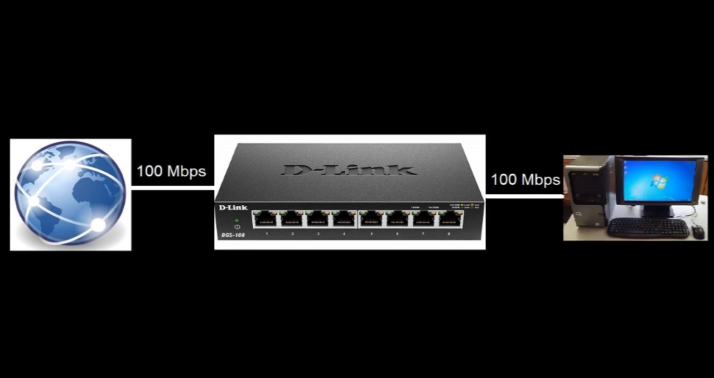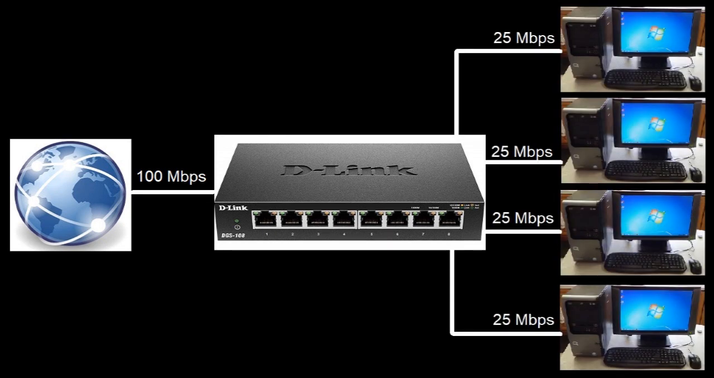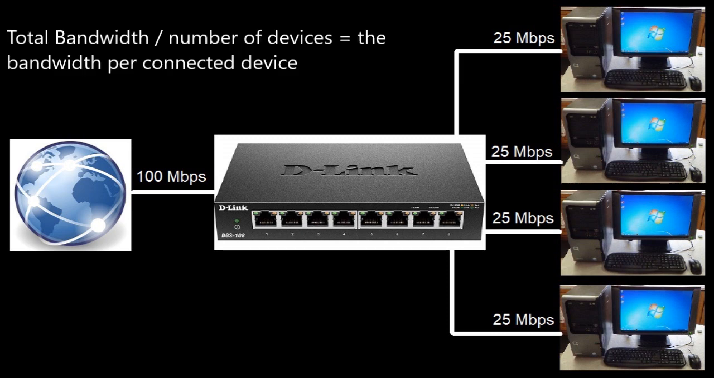The hub divides the incoming bandwidth by the number of connected devices. For example, let's say the maximum bandwidth is 100 megabits per second. With only one PC connected to the hub, it will receive the full bandwidth. However, let's say there are 4 PCs connected to the hub. Each PC would get 1/4 of the bandwidth, which is 25 megabits per second per PC.